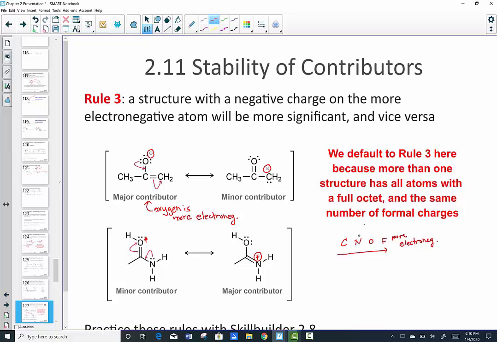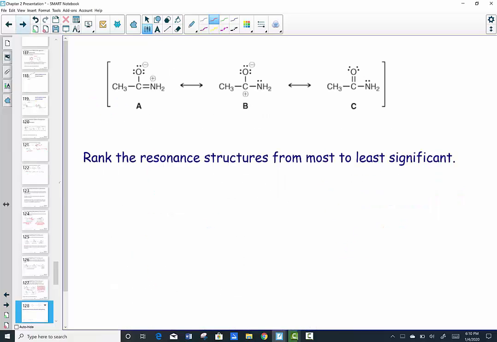And so we'd want the positive on the nitrogen, which is less electronegative than the oxygen, which is more electronegative. So the positive sign belongs on the least electronegative element, and the negative sign belongs on the more electronegative element. That creates a more major contributor to the resonance structure. If you had to rank the resonance structures from most to least significant in this example, what might you say?